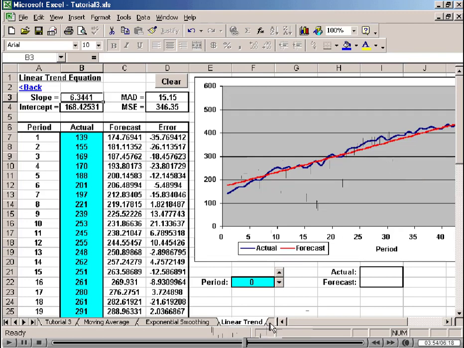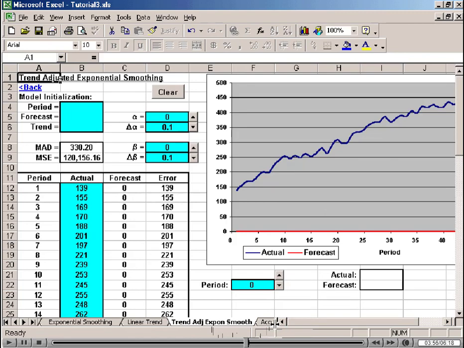The last forecasting method hopefully will be the best of both worlds. It will provide a trend which will enable the forecasting method to react to the long-term change while still utilizing exponential smoothing for short-term fluctuations. Trend-adjusted exponential smoothing must be initialized. So let's initialize with a forecast in, let's say, period 5.